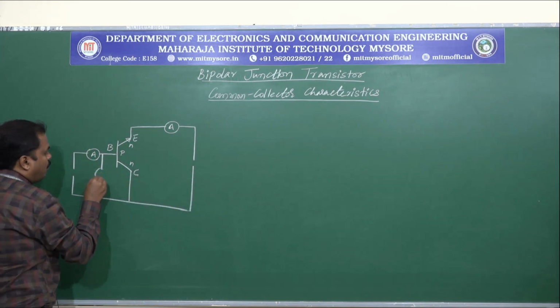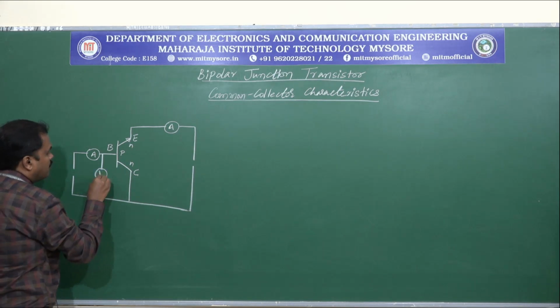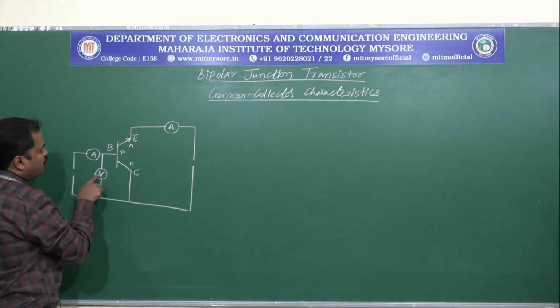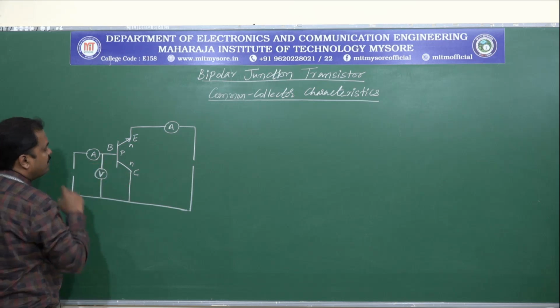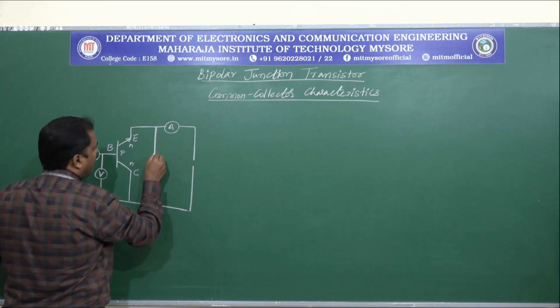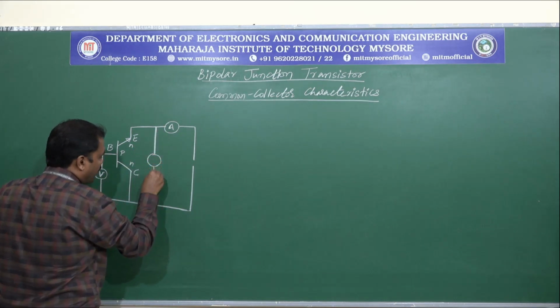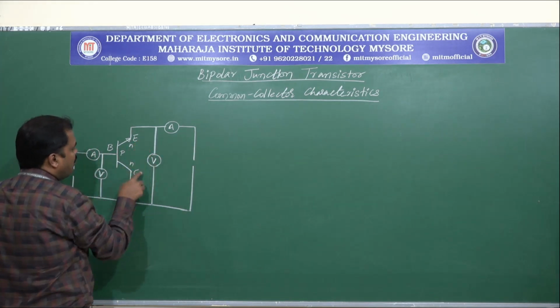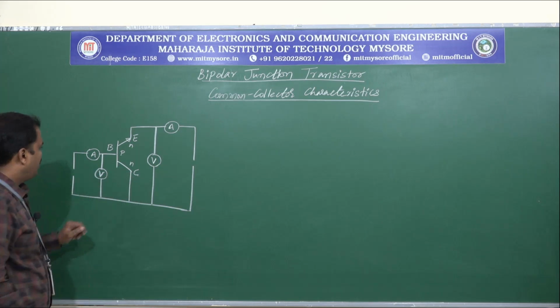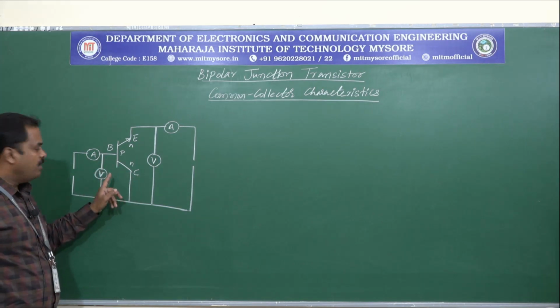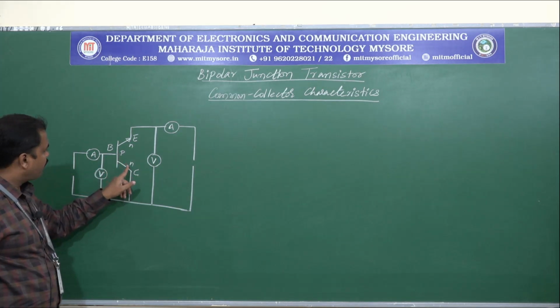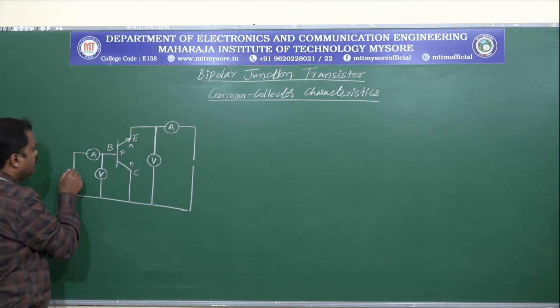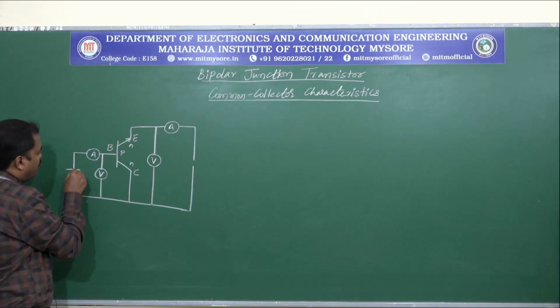Let us connect the voltmeter. So this is going to measure the voltage between the base and collector, and here we'll have one more voltmeter which is going to measure the voltage between emitter and collector terminal. And the input circuit should be forward biased. So this is P type and this is N type. So here we'll have forward bias condition like this.